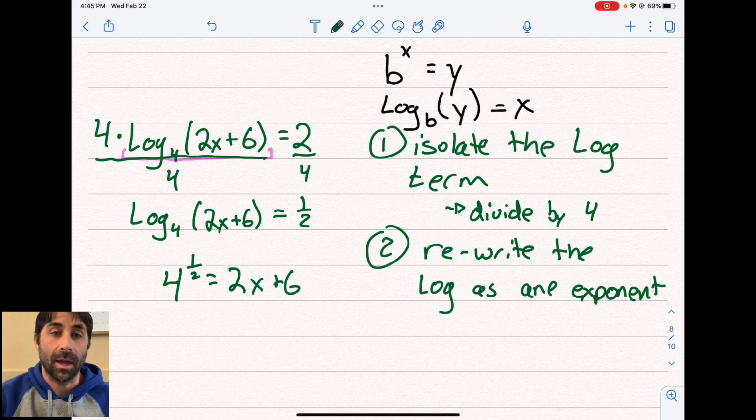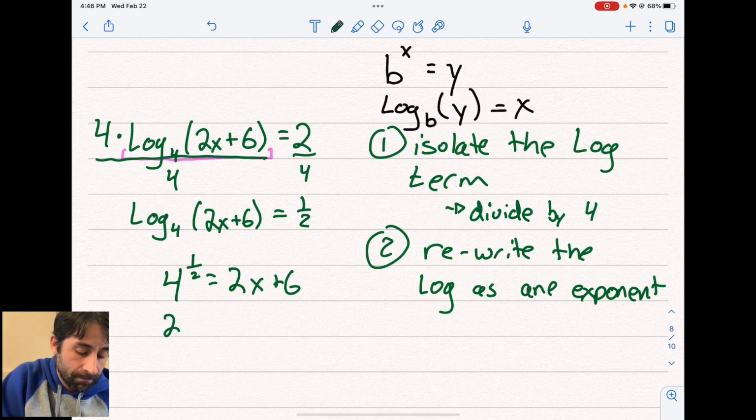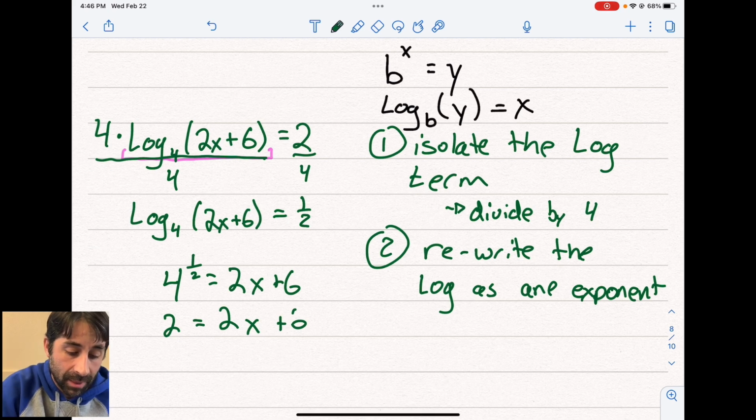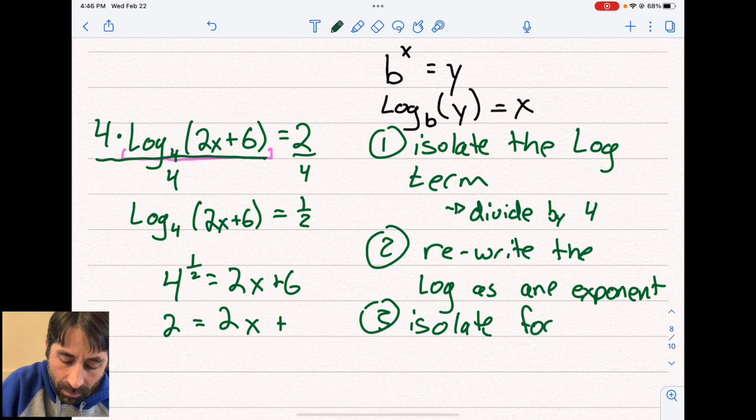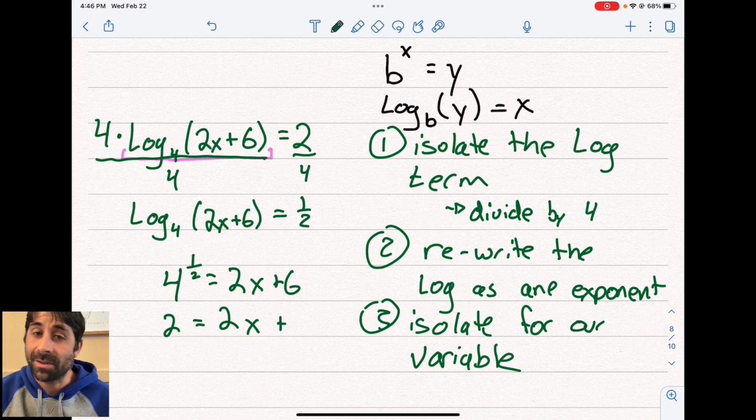Now this looks like an equation that we've been solving for quite a long time, actually. 4 to the 1/2 power simplifies to 2. My last step is I just need to isolate for my variable. So step 3, we're going to isolate. This is just old algebra: undo what's being done to the variable, and whatever you do to one side, you do to the other.